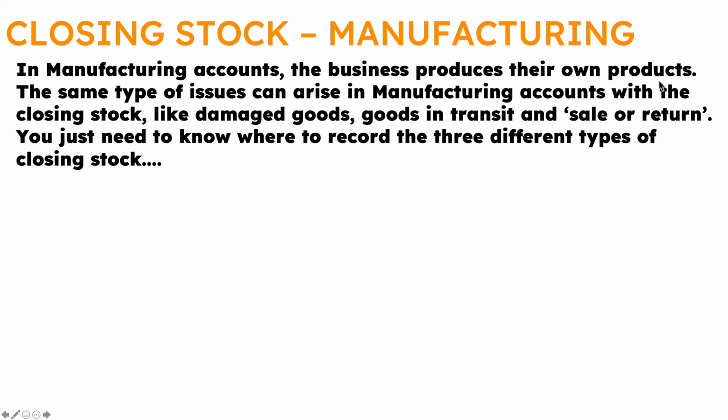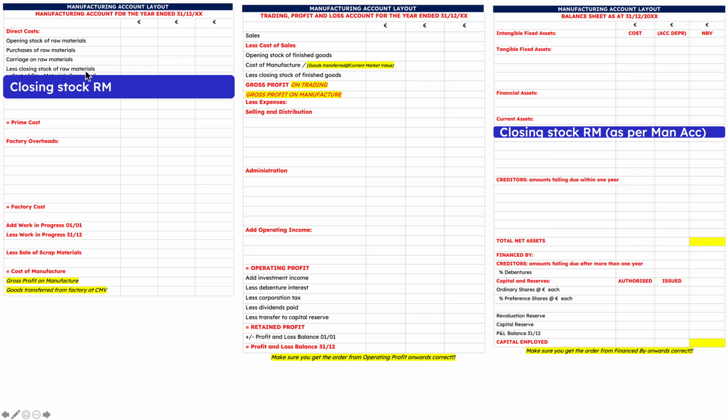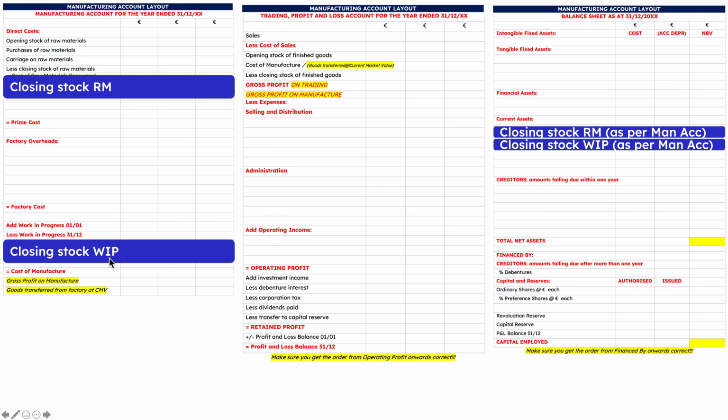So this is how this would look. We've got the closing stock of raw materials up here in the manufacturing account, also in the current assets. We've got closing stock of work in progress in the manufacturing account, also in the current assets in the balance sheet. And then we've got closing stock of finished goods in the trading and profit and loss, and then we also have it in the balance sheet as well in the current assets. So let's get started now and have a look at all of the past exam closing stock adjustments.